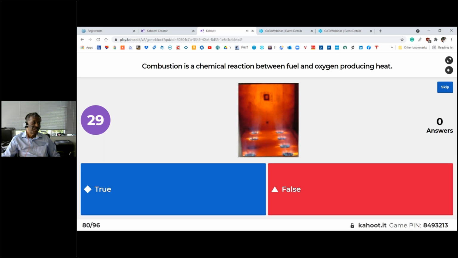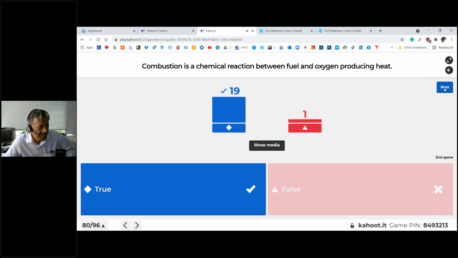True or false? Combustion is a chemical reaction between fuel and oxygen producing heat. Some of these questions may appear very simple, but we just want to get our fundamentals correct. That's typically my approach, to make things very simple as much as possible. So everybody got it right except one. It's a chemical reaction between fuel and oxygen producing heat.